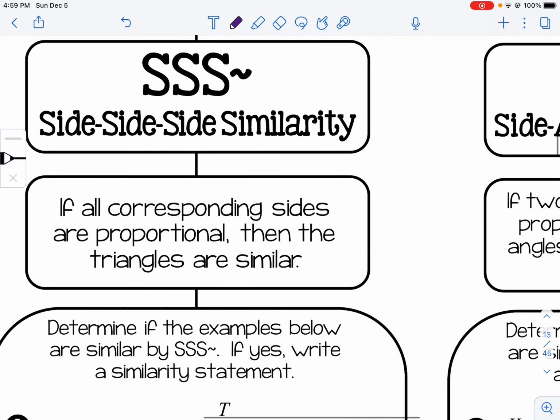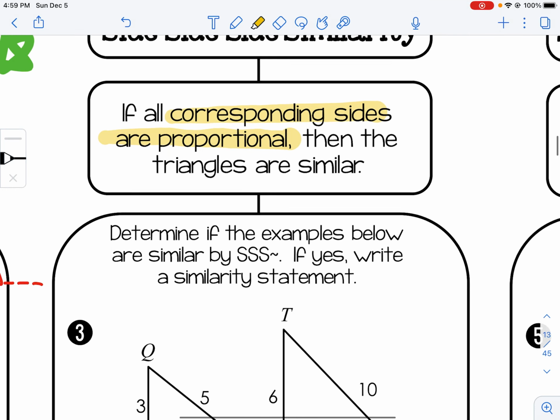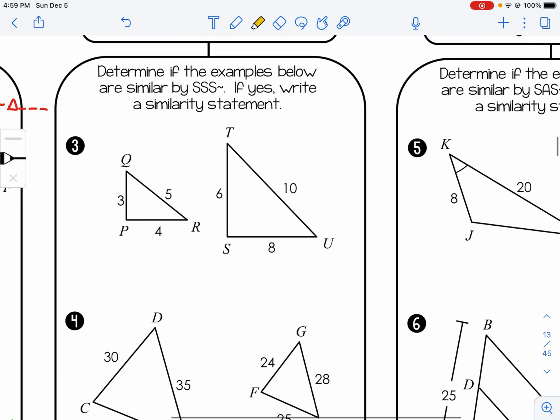All right, now the ones that are a little bit longer are these two, but they're really not that bad. Side means that all the corresponding sides are proportional. Remember, we're not saying congruent, proportional. So I'm going to match these up. And how do I figure this out?